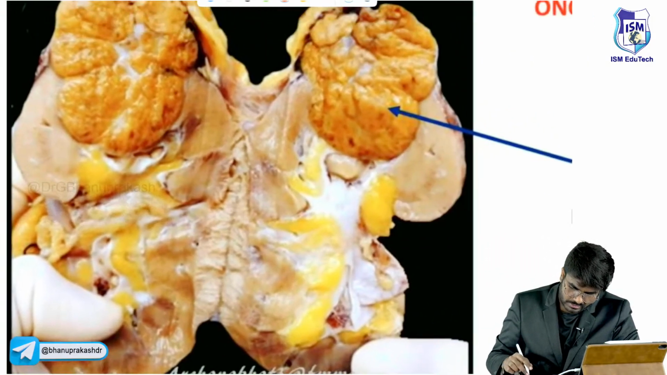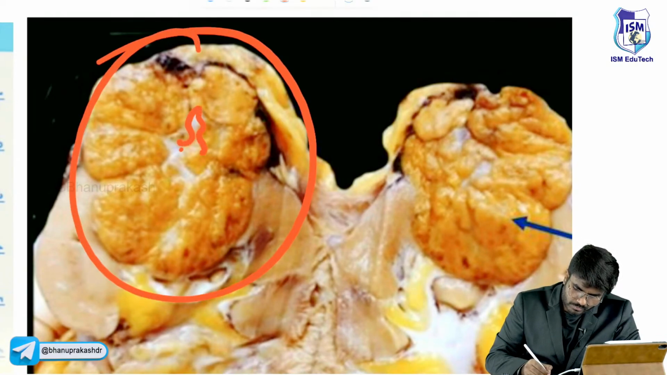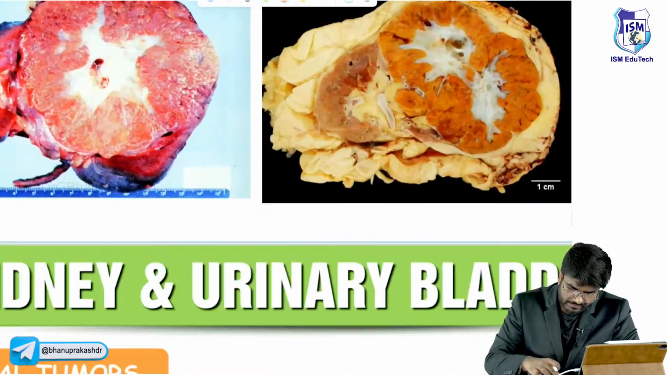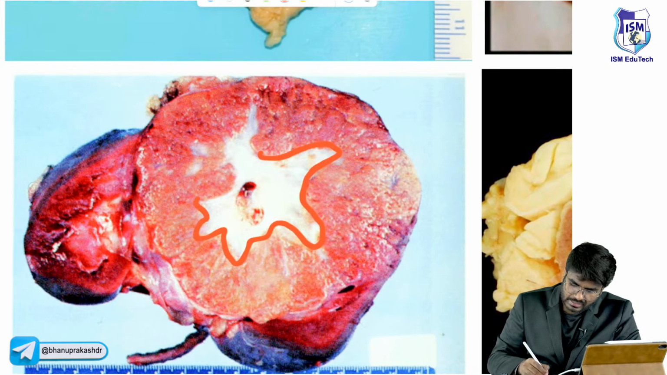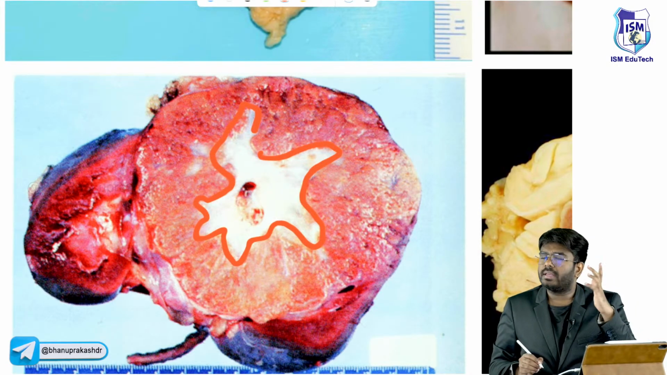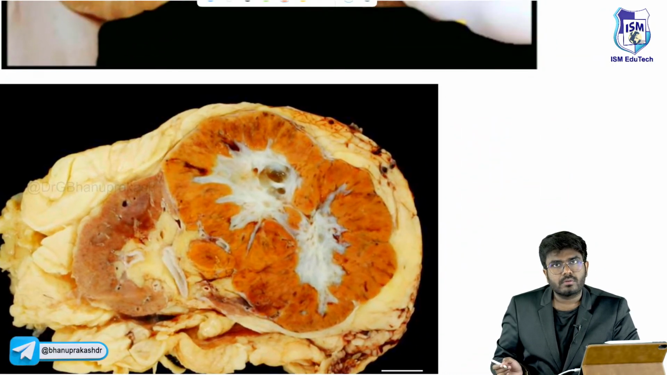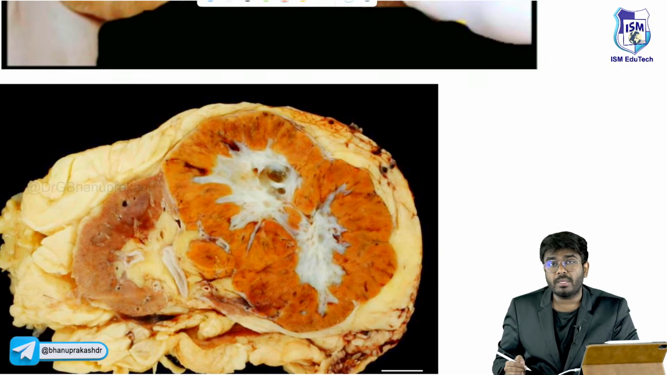Even here, look, sir, here is a tumor. In the center of the tumor, are you able to appreciate this white scar? This is called a stellate scar. Everywhere, sir, here also. So whenever you see such a stellate scar, the keyword is oncocytoma. Here also, look. But have you appreciated one thing? What is the color of the tumor? The color of the tumor is going to be brown.